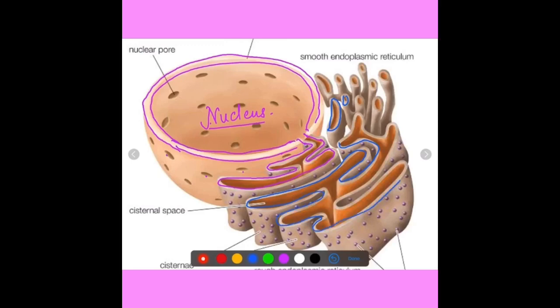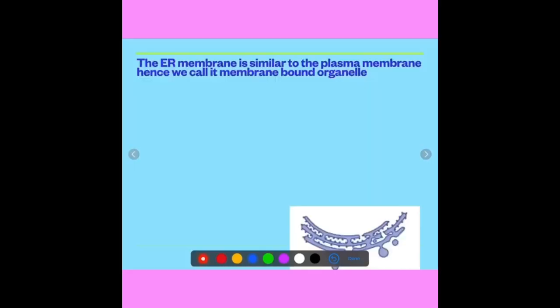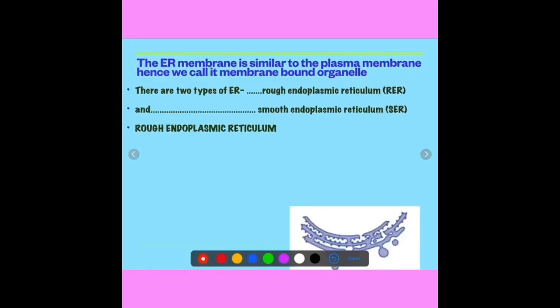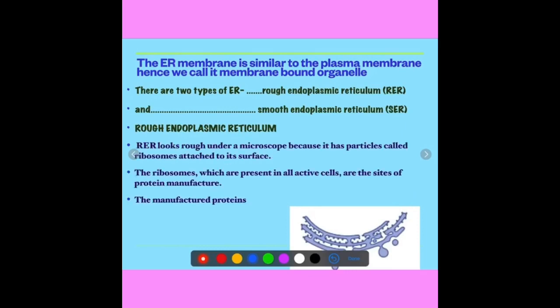Reticulum means it is forming a network inside the cell, and it is occupying a lot of space in the cell, and it may occupy this space right from the nucleus towards the plasma membrane of the cell. Let us see how many types of endoplasmic reticulum are there. Yes, there are two types of endoplasmic reticulum. One is rough endoplasmic reticulum and other is smooth endoplasmic reticulum.